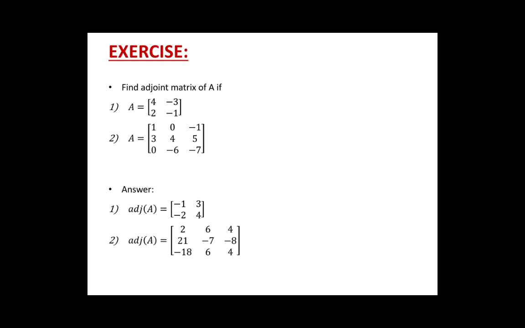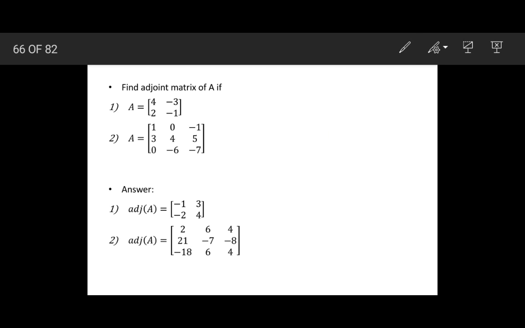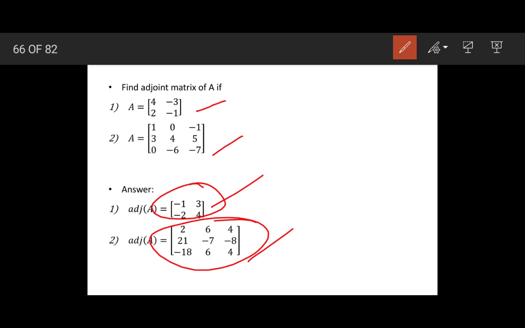So these are some exercise questions which you have to solve. The answer is already given. I have already given the answer. So just find the adjoint of matrix A, and the adjoint will be this. So after finding the adjoint, you can check your answer. The answer is given.